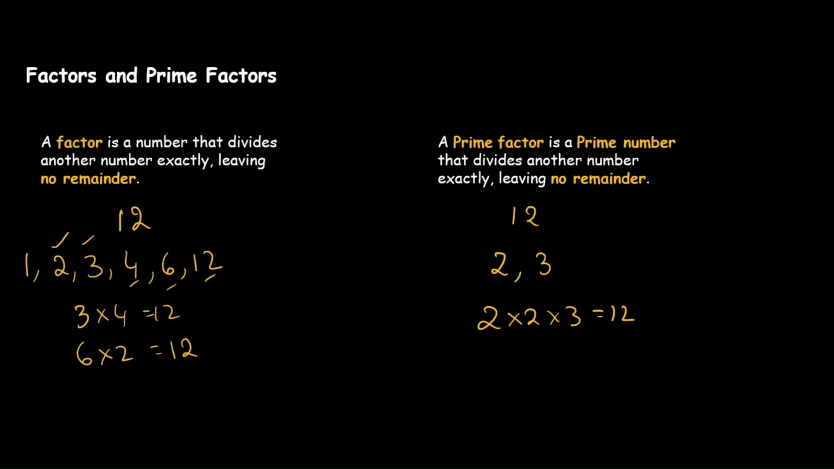So these are the differences or similarities between factors and prime factors. Factors can be any number, be it prime number or composite number, that is able to divide another number completely, leaving 0 as the remainder. Whereas a prime factor of a number only contains prime numbers.